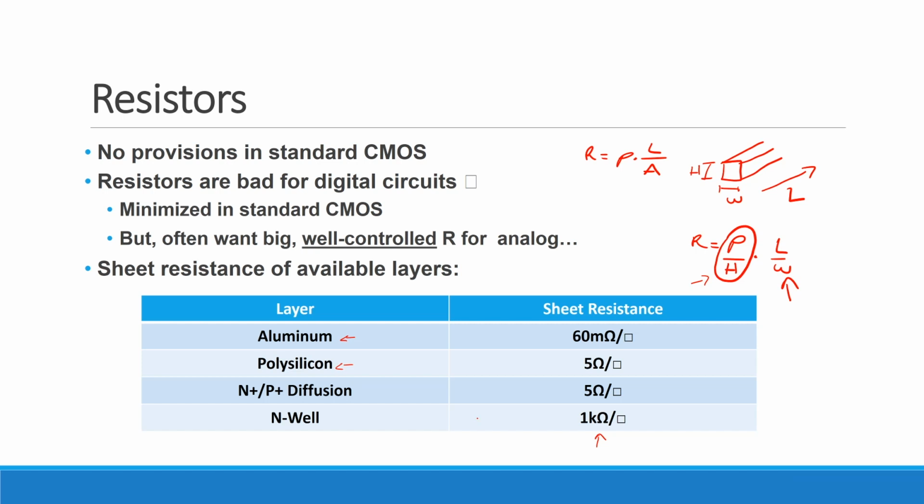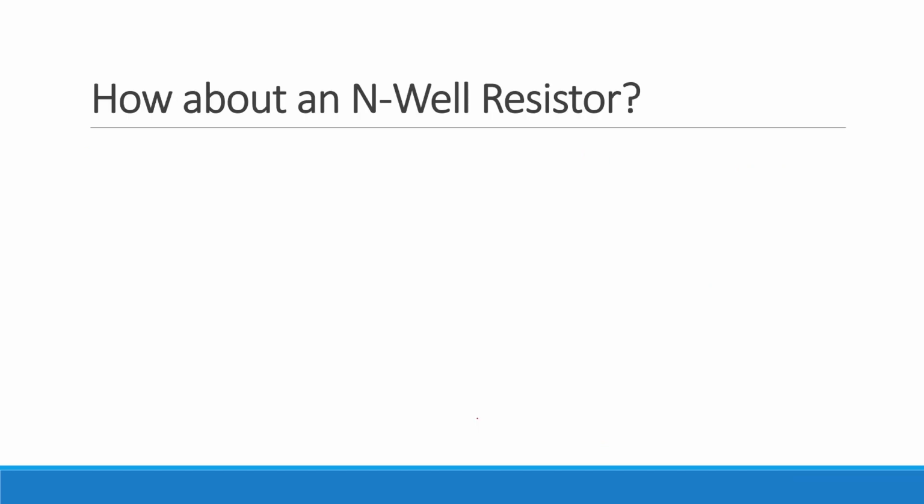So, by the way, why is the N-well usually the highest resistance thing in there? Anybody have an idea? It's lightly doped, and so that's why it ends up being relatively high resistivity. So at least from this first glance, it seems like N-well is our best bet, right? In terms of trying to build resistors for our analog stuff. Okay, so let's try and build an N-well resistor.